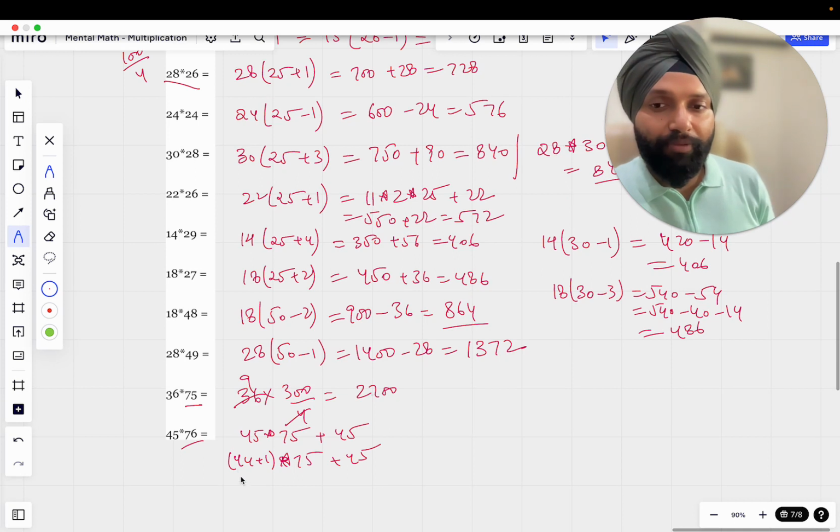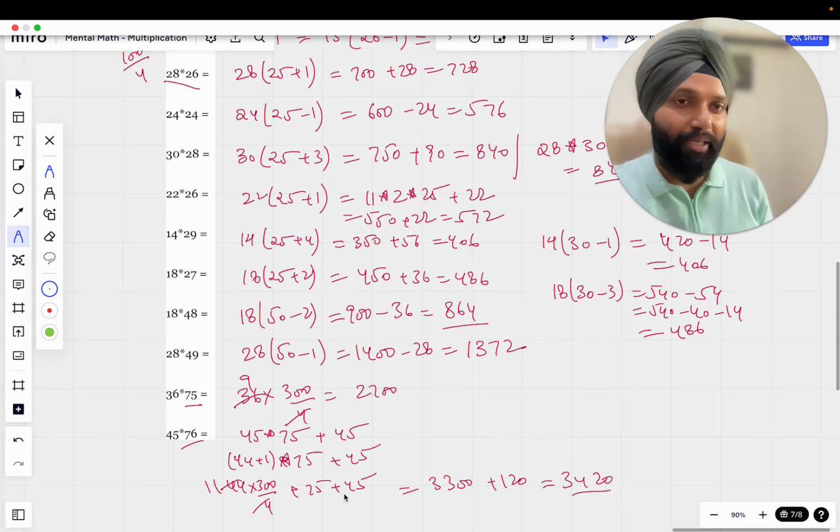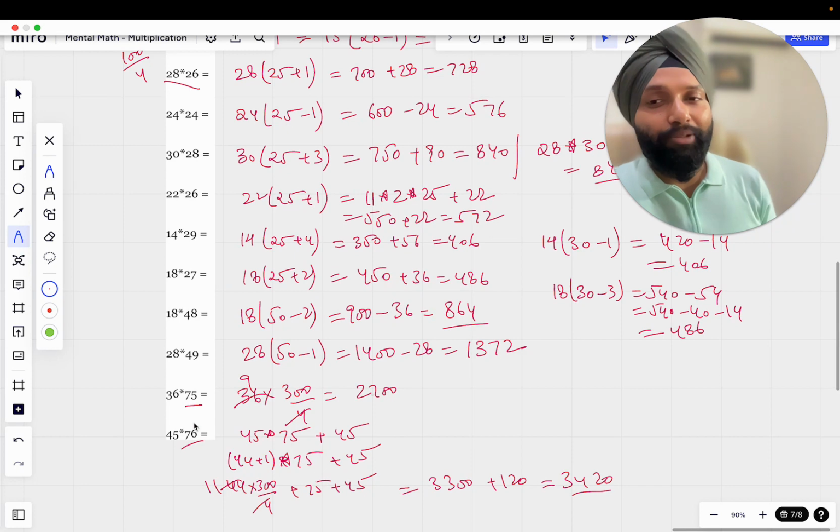So now 44 into 75 is just 300 by 4 times 44, plus 75 plus 45. So this becomes 3300 plus 75 plus 45, which is 120. So 3420. So there are some steps involved, as you can see. Right, so yeah, because we needed to structure both the numbers.